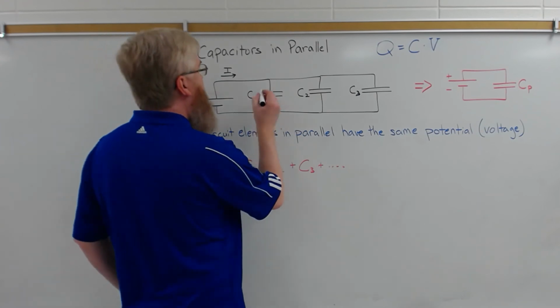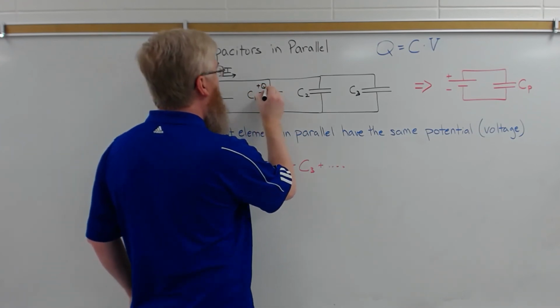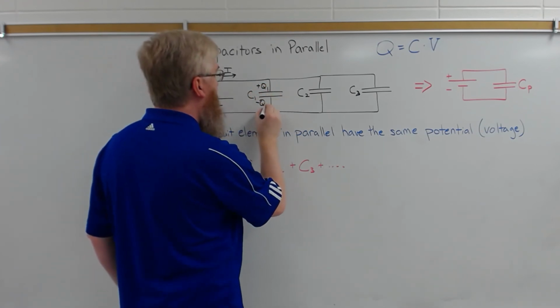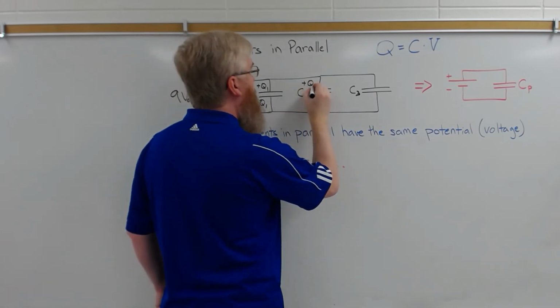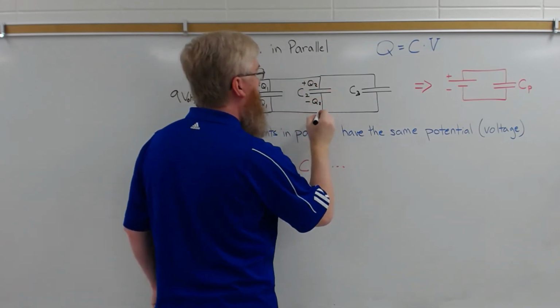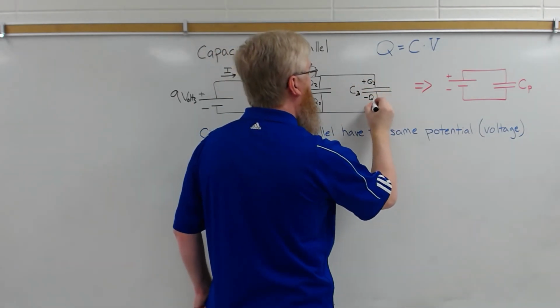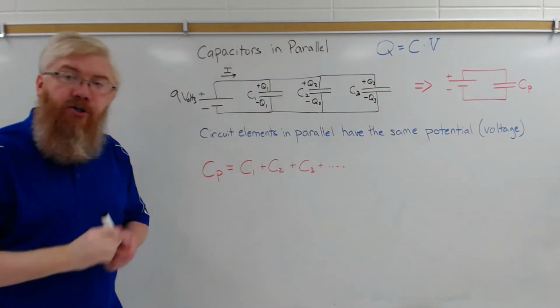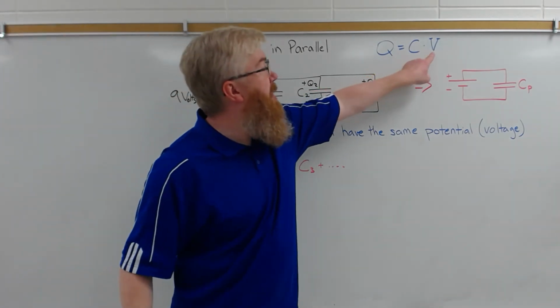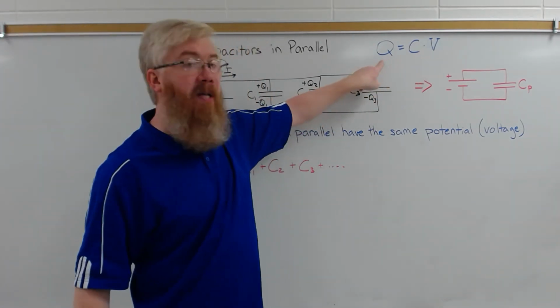So this is going to have some charge plus Q1 on one side and minus Q1. This is going to have plus Q2 and minus Q2. This is going to have plus Q3 and minus Q3. So the charge will be different, right? Same voltage times different capacitance values gives you different charge values.